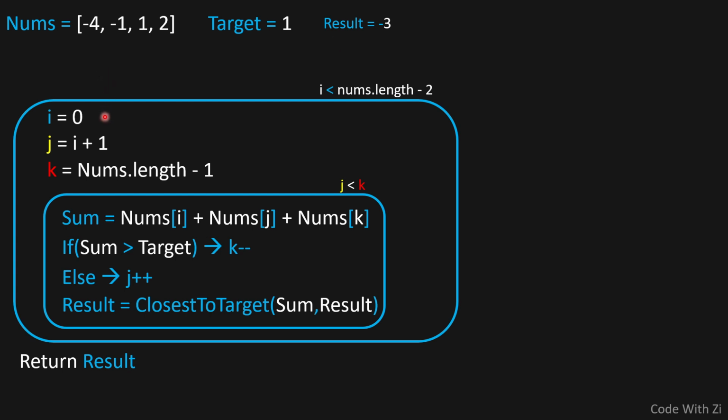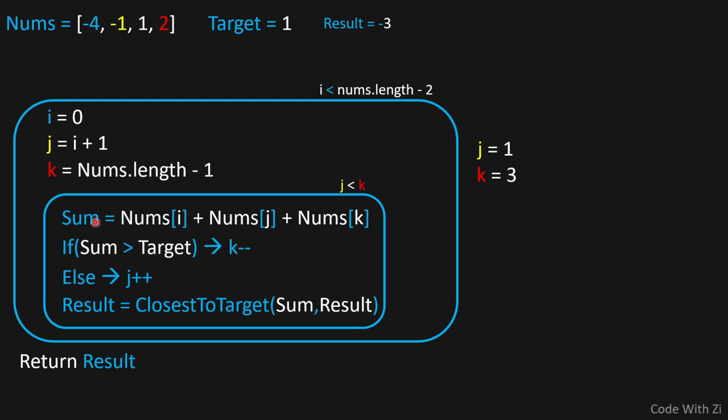Then we're going to enter our loop, and inside of it, our i is going to be equal to 0. And because it's equal to 0, number of i is going to be this -4, because this is the number with the index of 0. And then our j is going to be equal to 1 because i plus 1 is going to be 1. And then our k is going to be equal to 3. And these two are pointing to these two numbers respectively. As you can see, yellow is j and red is k. Then we're going to enter our second loop.